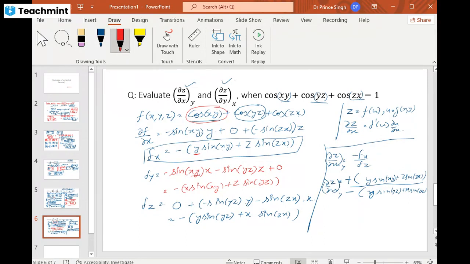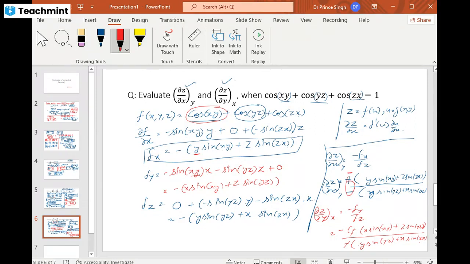And similarly, ∂z/∂y at constant x is minus of fy upon fz. So minus of fy, x sin(xy) plus z sin(yz), upon minus of y sin(yz) plus x sin(zx). So one negative sign gets cancelled out, so its answer is negative here also. So we can consider it as negative, plus minus minus. So this is how we can calculate the derivative of an implicit function.